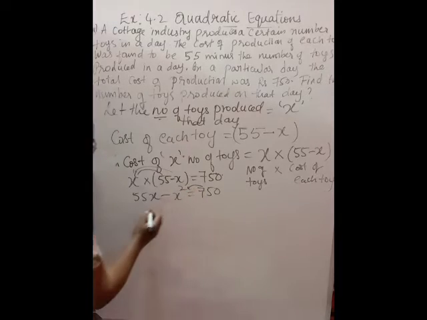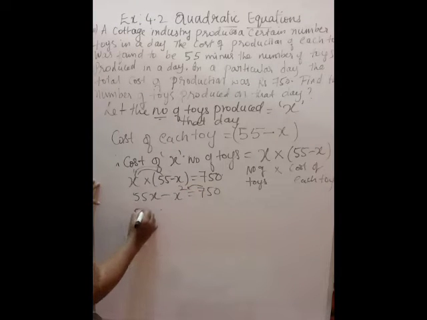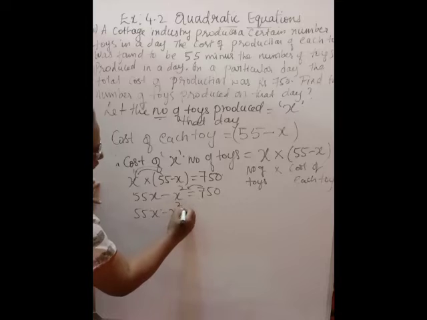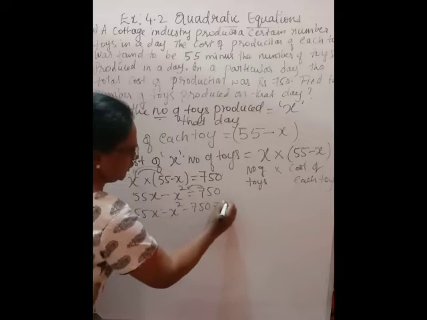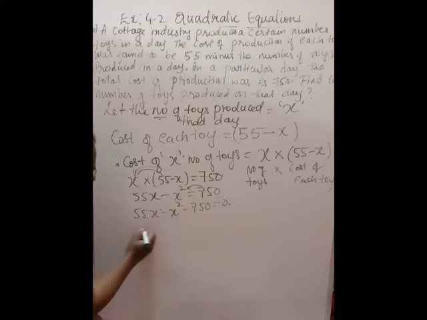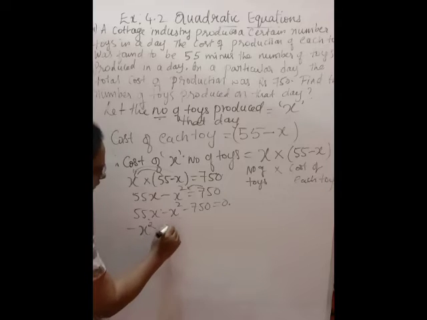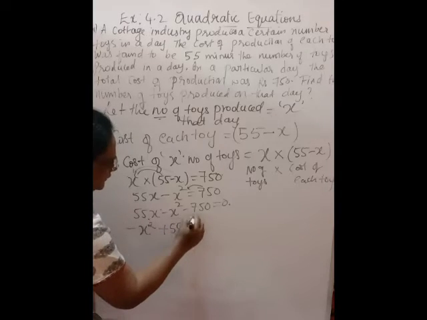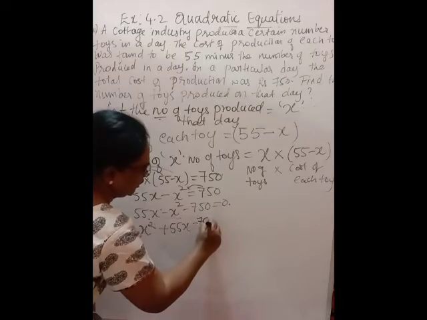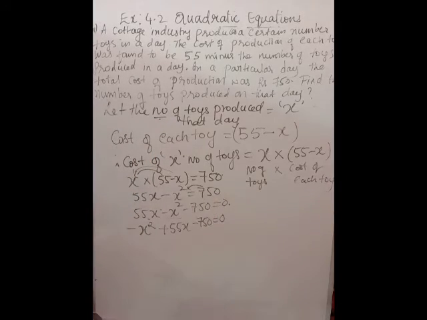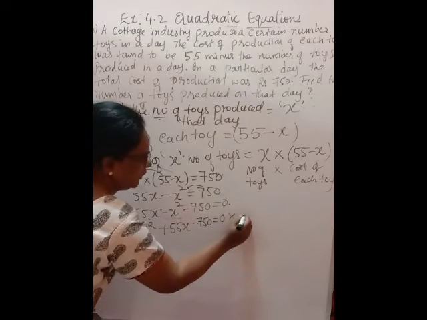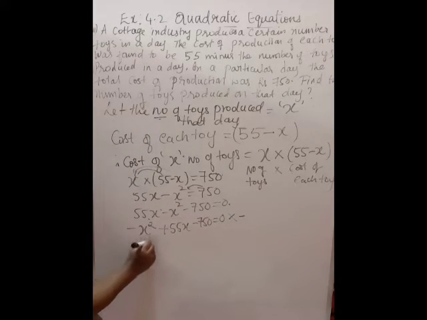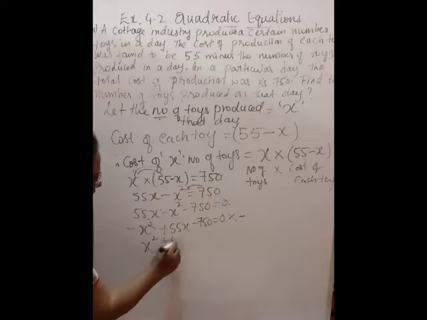Now I am going to shift 750 here. 55X minus X square minus 750 is equal to 0. Now I will put the X square term first. Minus X square plus 55X minus 750 is equal to 0. Now same thing I will do. I will multiply by minus so that I will get all plus terms here. Here change the sign.